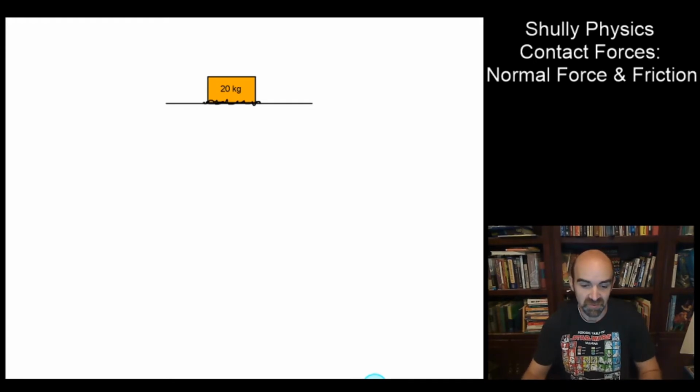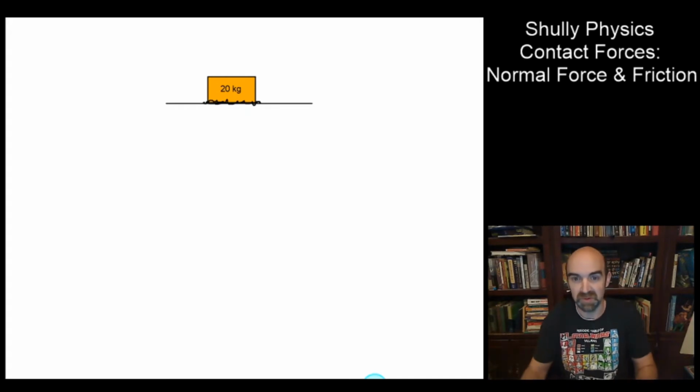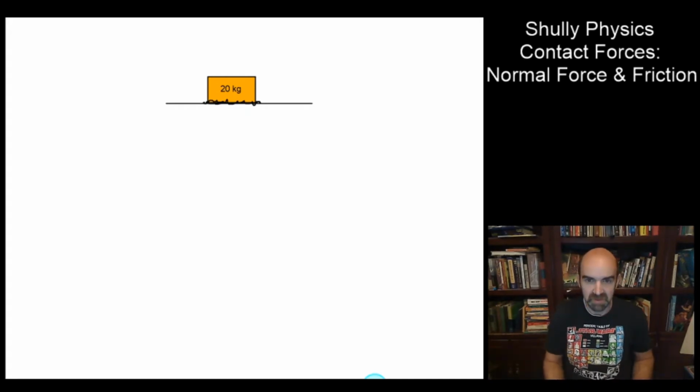So contact force is when two solid objects come into contact. It's atom against atom. What happens? There's both a horizontal force, which we call friction, and a perpendicular force called normal force. So in this diagram, it's the ground that's holding up the block. There's an upward normal force in this direction, pushing up from the ground.